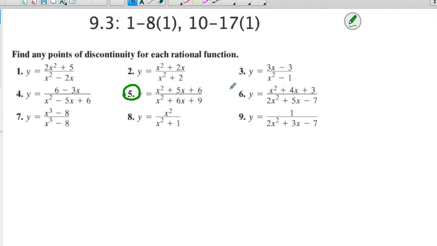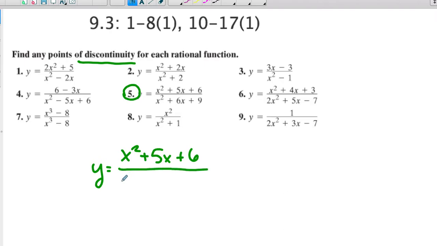All right, so looking for points of discontinuity. Now, it's good to identify what you're looking for so that you don't end up doing extra work. Because we're looking just for points of discontinuity, we don't care about the numerator, right? So I'm not going to put an X there because then it's going to look like a variable. We just don't care, right? So you don't even have to worry about that at all. Now I am going to write it down there just because I'm a math teacher and that's what I do. So we have y equals x squared plus 5x plus 6 all over x squared plus 6x plus 9.